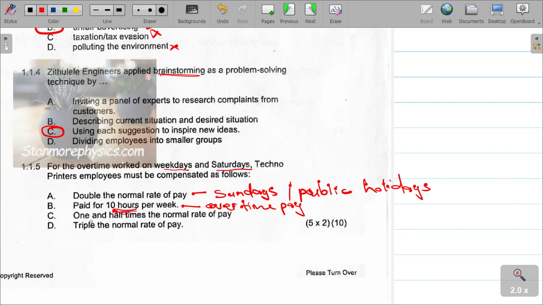And then let's go to option C, 1.5 times the normal rate of pay. That's the correct answer, right? Overtime on weekdays is supposed to be 1.5 times the normal rate of pay, right? And then triple the normal rate of pay, that's a wrong answer. It's very wrong, right? It does not apply.